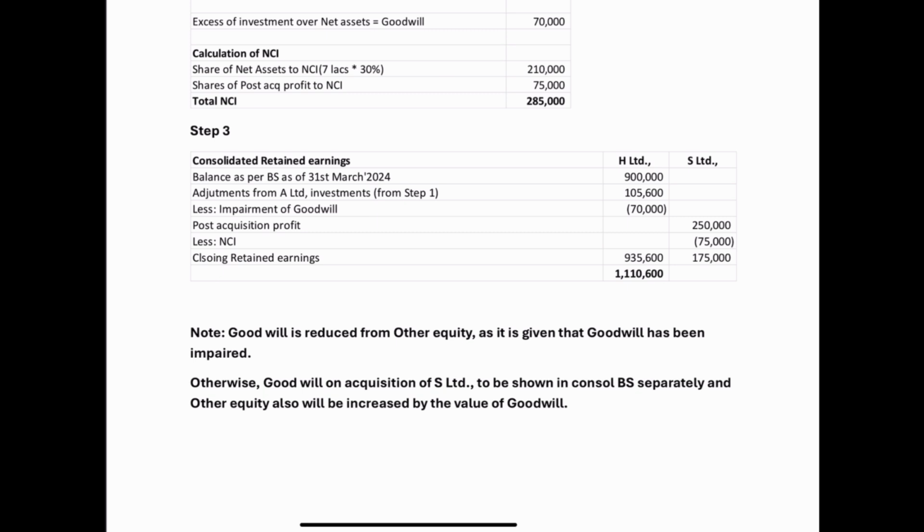And from S Limited, the post acquisition profit is 250,000 rupees, of which 75,000 relating to non-controllable interest that we have to reduce, and remaining 1,75,000 is the share of post acquisition profit of S Limited to H Limited. So that will have to be added to the other equity. So together 935,600 plus 175,000, so this 11,10,600 will be the closing other equity in the consolidated financial statement.